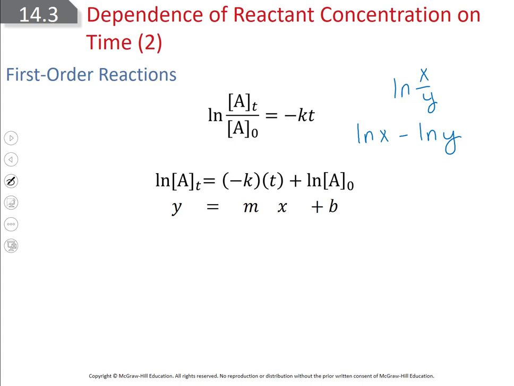So that's what they've done here, is they've taken the natural log of A at time t and natural log of A initial and then brought the natural log of A initial over the other side. So that's what they did here. So natural log of A at time t is equal to negative k times t plus the natural log of A initial. What is our independent variable here? Is it time or concentration? What's the independent variable?